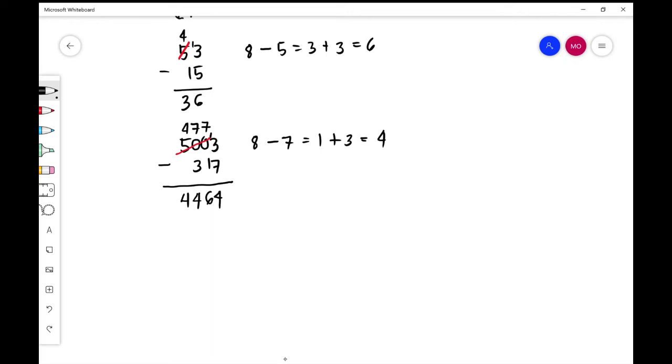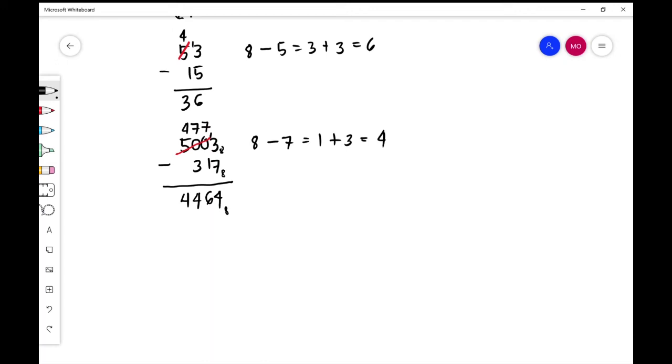Therefore, 5003 minus 317 is equal to 4464 in base 8. Let me just write the base. There you go. That's how you subtract in base 8.